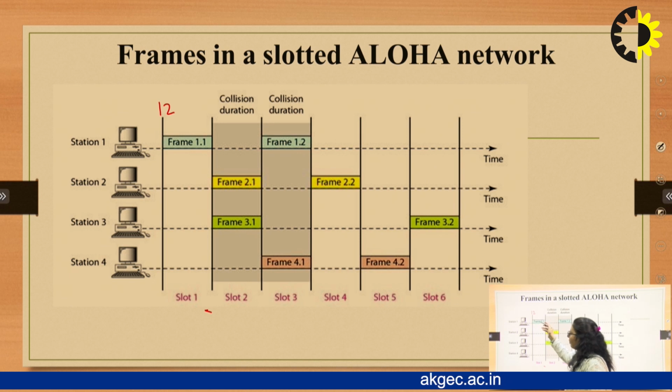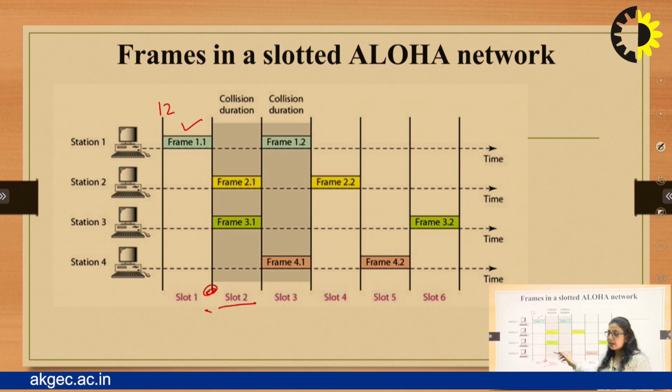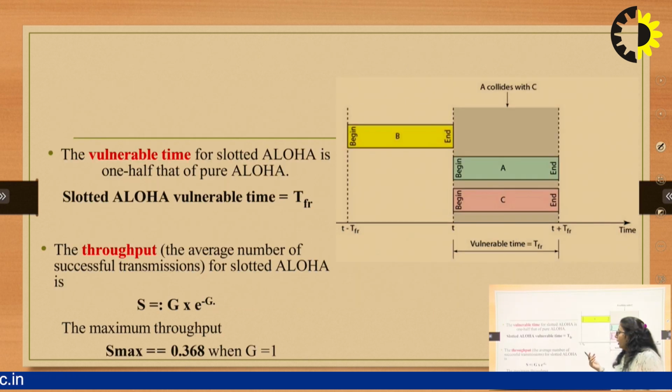At that time, if frame 1 has just sent the data, then there is no collision. Then another station can only send the data until the next slot has started. If the next slot has started, then other stations also send the data. So there is also the possibility of collision.